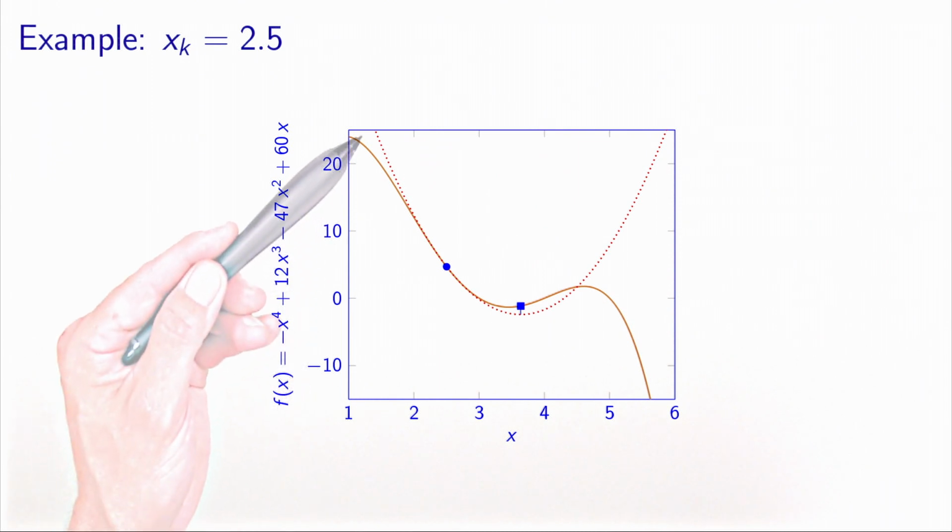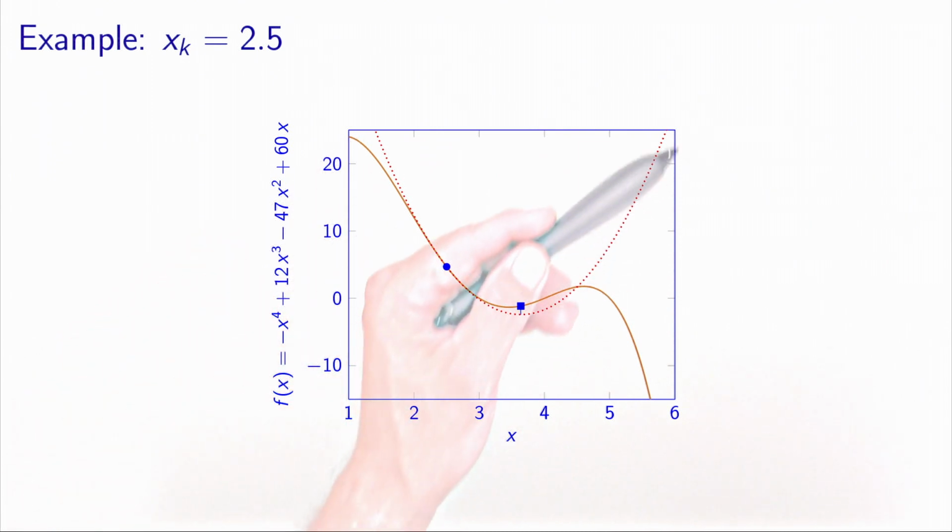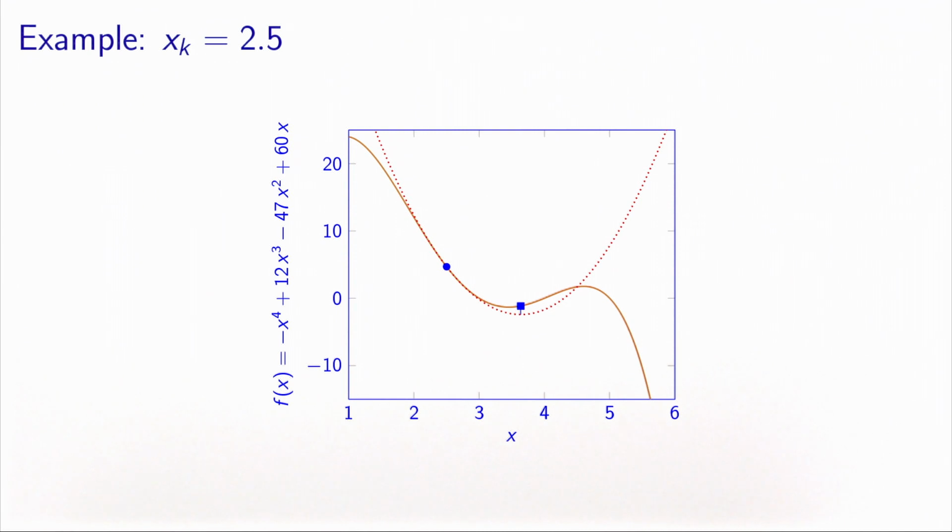And the idea of Newton's method is to consider the parabola, and instead of minimizing the nonlinear function, minimize the parabola instead, find the minimum of the parabola. And this happens to be this point here, which is the minimum of the parabola. So this point becomes the new iterate. In this case, it's 3.636. And then Newton's method starts again.